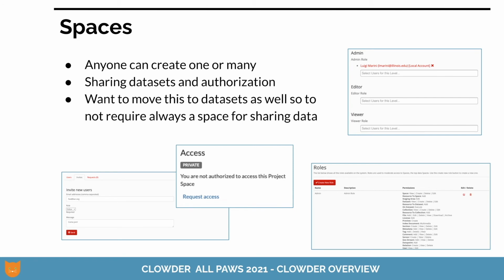When a user is added to a space, they're given a role that defines what they can do within. The default roles are admin, editor, and viewer, but new ones can be created. For private spaces, users can request access, and admins can invite new users to it. Currently, spaces offer the only way to privately share datasets with other users of the system.